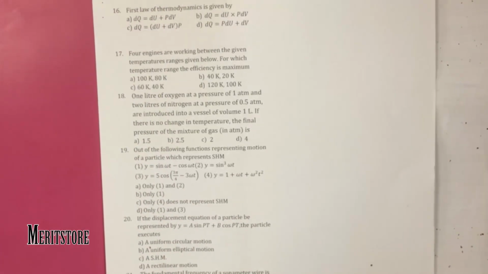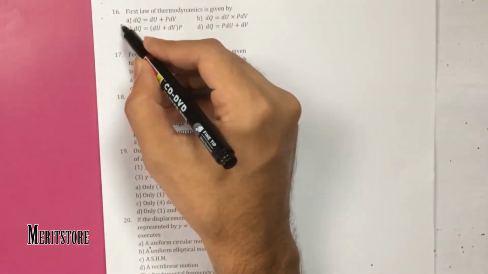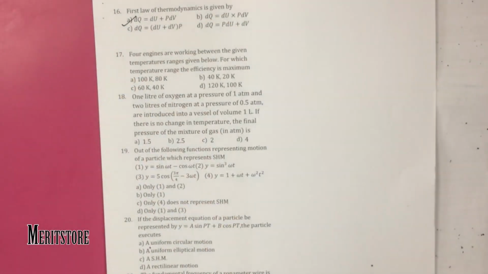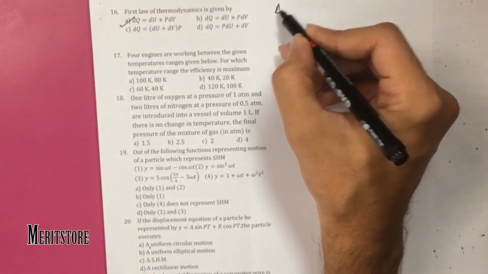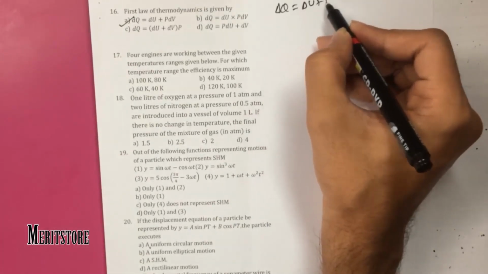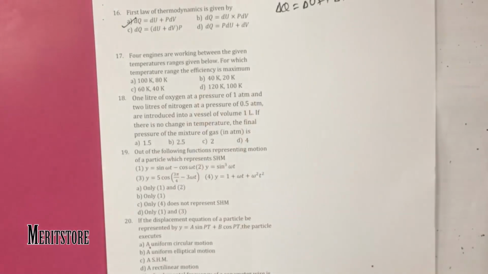Question 16. First law of thermodynamics is given by. So which of the formulas represents the first law of thermodynamics? That is option A, the correct answer: delta Q equals delta U plus P delta V. So in that form I would have dQ equals dU plus P dV.